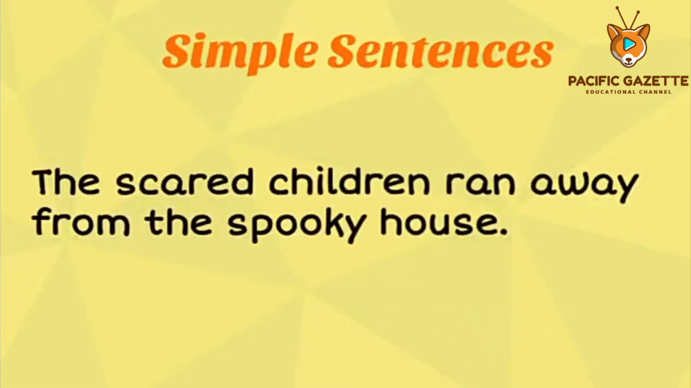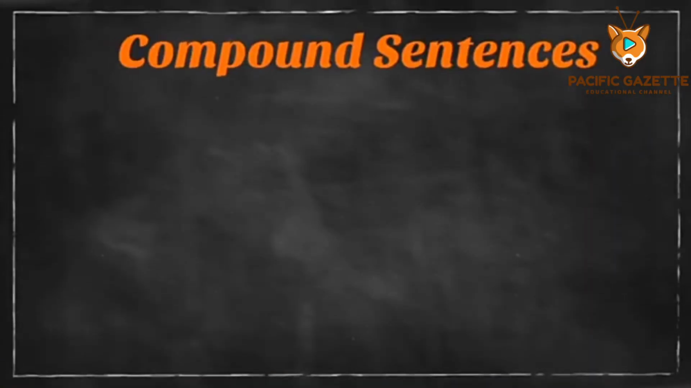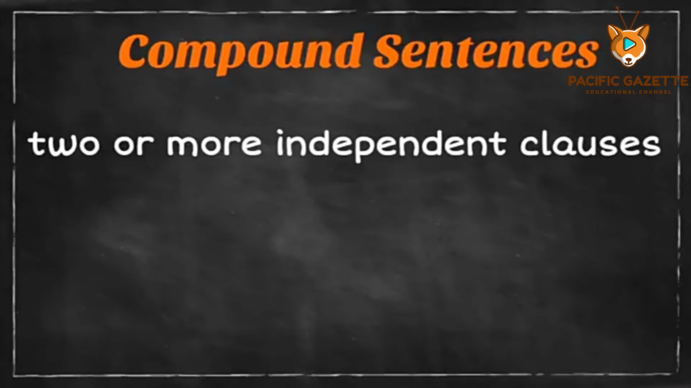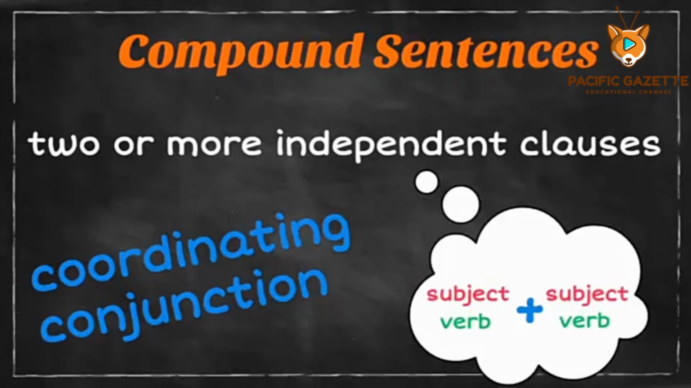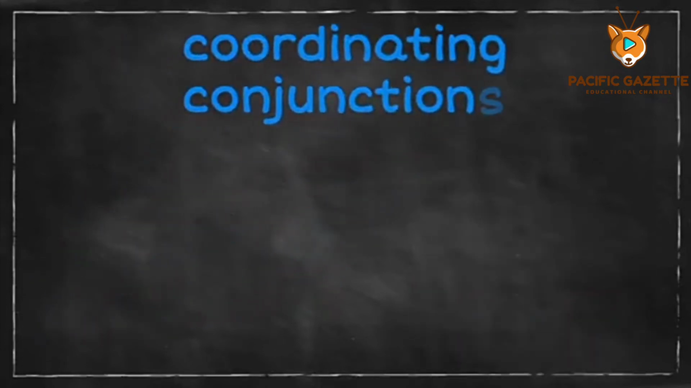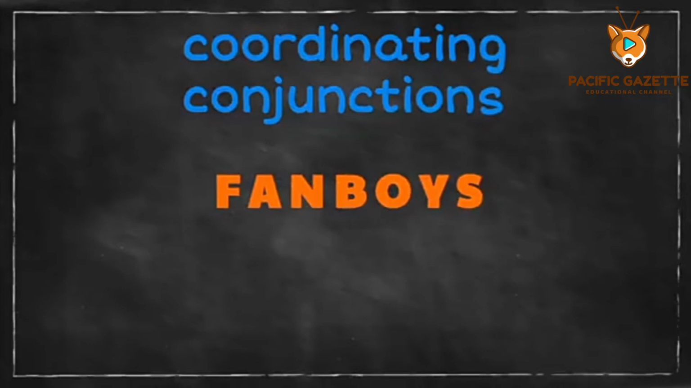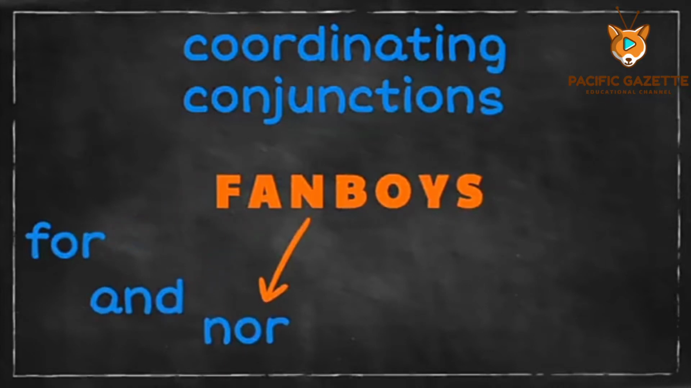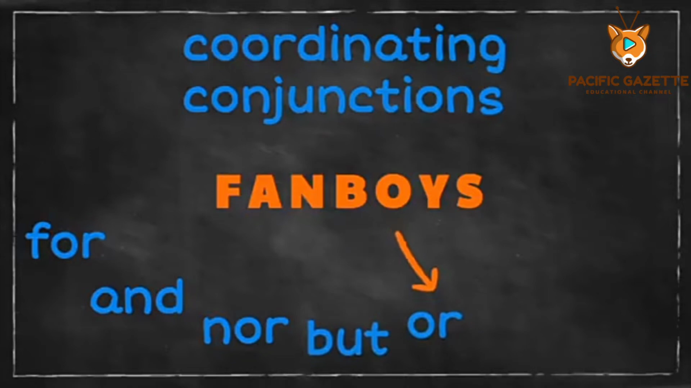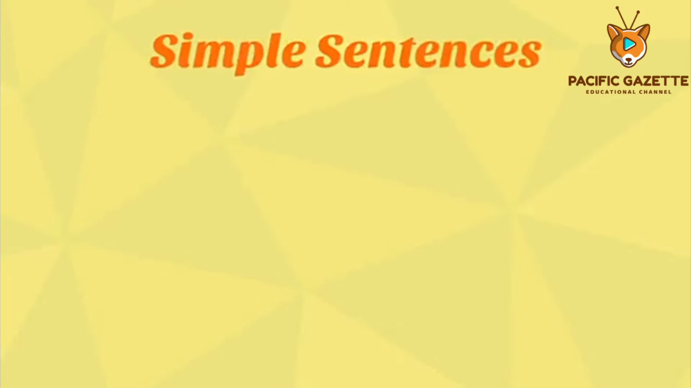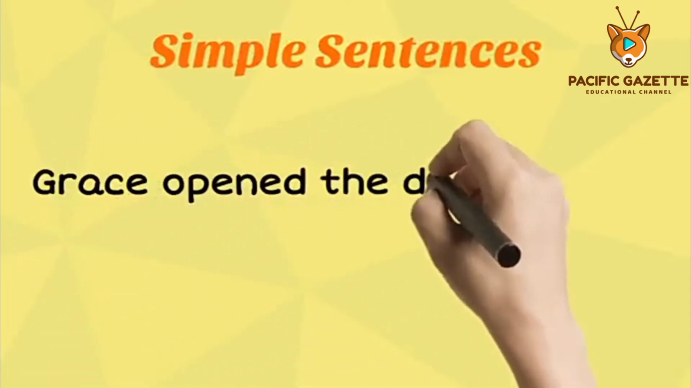The scared children ran away from the spooky house. Our subject, the scared children. Ran is our verb. And now, let us move on to compound sentences. Compound sentences have two or more independent clauses, and those independent clauses are connected with coordinating conjunctions. FANBOYS. F for, A and, N nor, B but, O or, Y yet, S so. Always remember that a compound sentence is made up of two simple sentences.